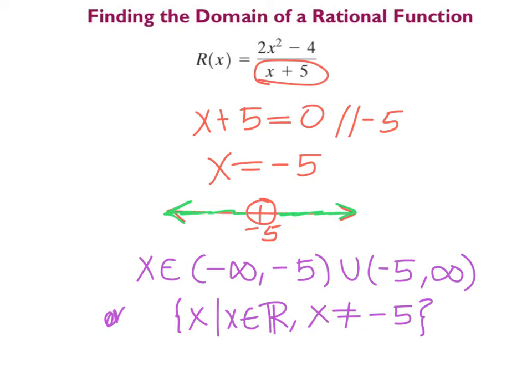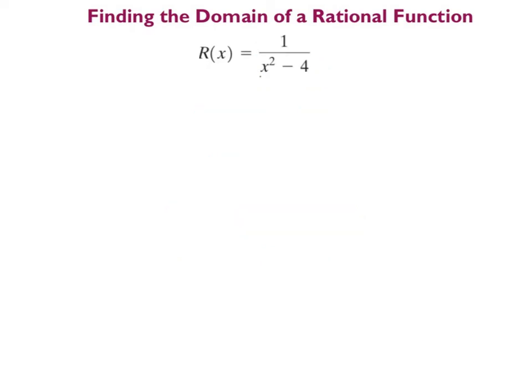So our denominator is in factored form, can't do much with it, set it equal to 0, and x is equal to -5 is the only place our domain will not exist. So in interval form and in set builder. And let's jump to our next example.